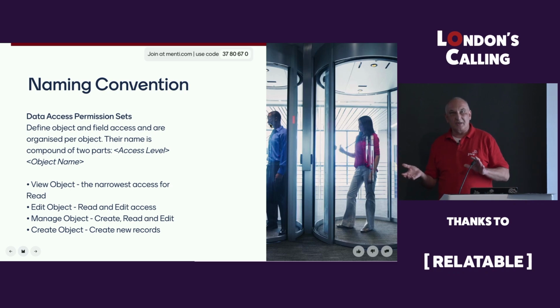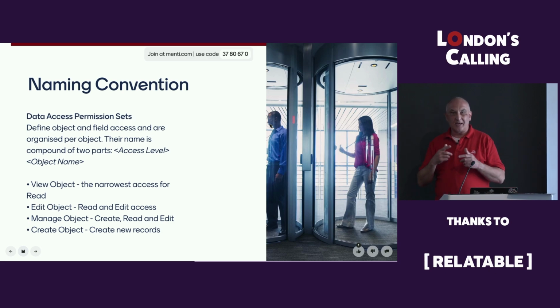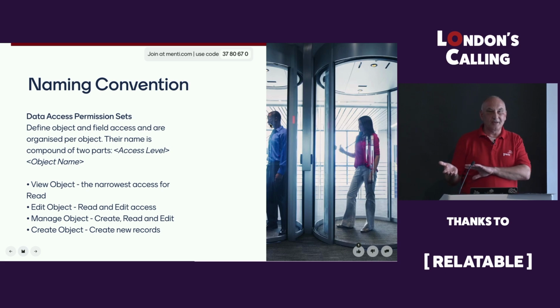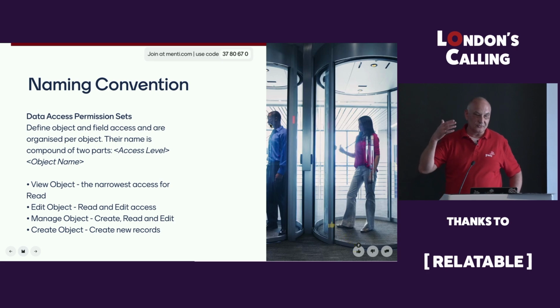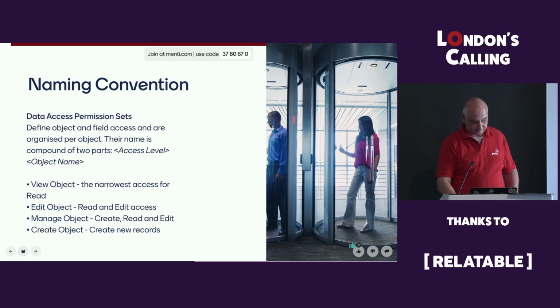So if somebody has to create and edit an object, it should be manage object. Edit object was editing an object without creating, and view object if you had to just see the object. Like view cases, for example, for salespeople: if they don't have to deal with cases and they only need to view it, to see it, then we create a permission set view cases.